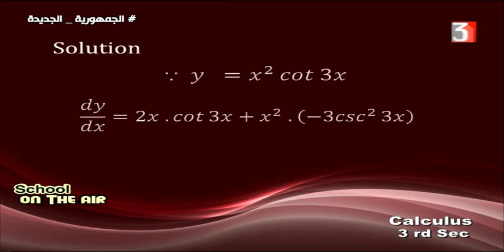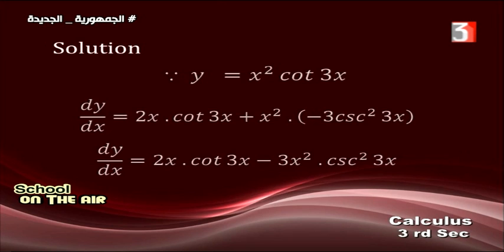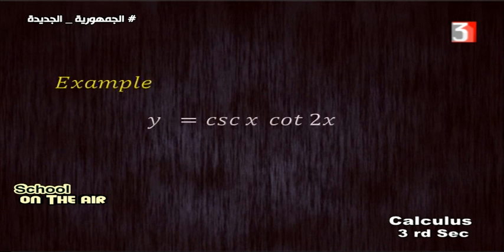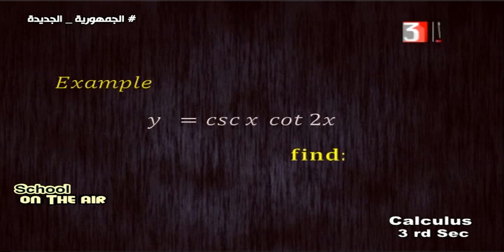Then we can write dy/dx as 2x multiply cotan 3x minus 3x to the power 2 cosec to the power 2 3x. Now we move to the next example. If y equals cosec x multiply cotan 2x, find dy/dx.